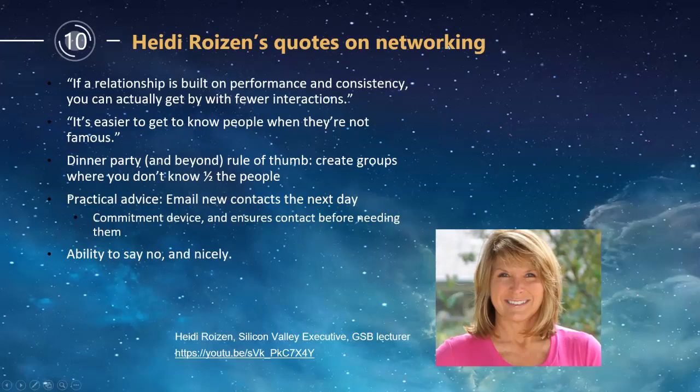And then she does something very special. So Heidi Rosen has this awesome, very expensive mansion up in Silicon Valley. Of course, not everyone can do this, but she invited roughly 10 to 15 people to her house, probably once every week for a dinner party. And her rule of thumb is you want to create a group where you don't know half the people. If you know everyone, then what's the point of having a networking event, right? If you don't know anyone, then it becomes really challenging to break ice.